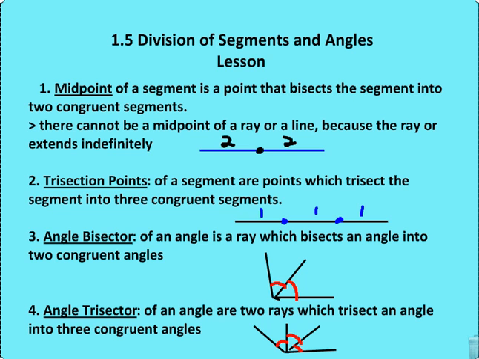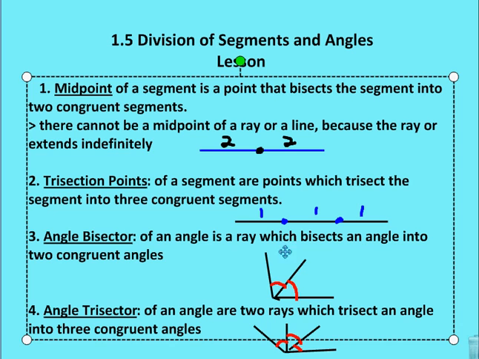Second is a trisection point. Just like a midpoint, trisection points of a segment are points which trisect the segment into 3 congruent segments. And again, you cannot trisect a ray or a line because the ray or line extends indefinitely. An angle bisector is a ray which bisects an angle into 2 congruent angles.